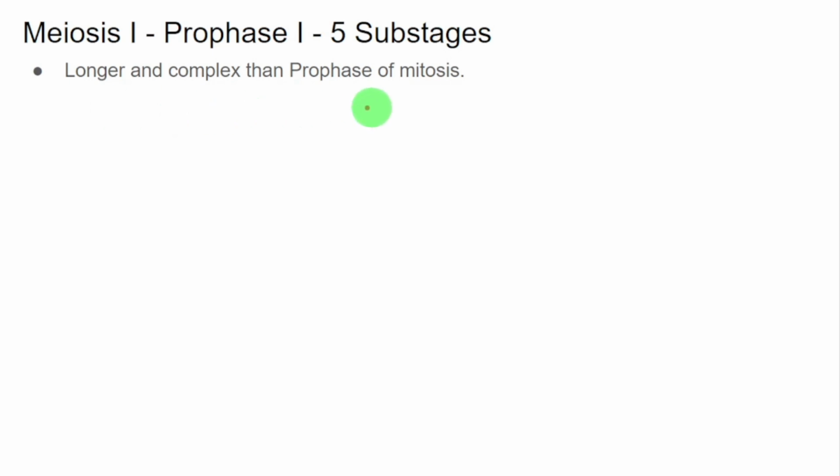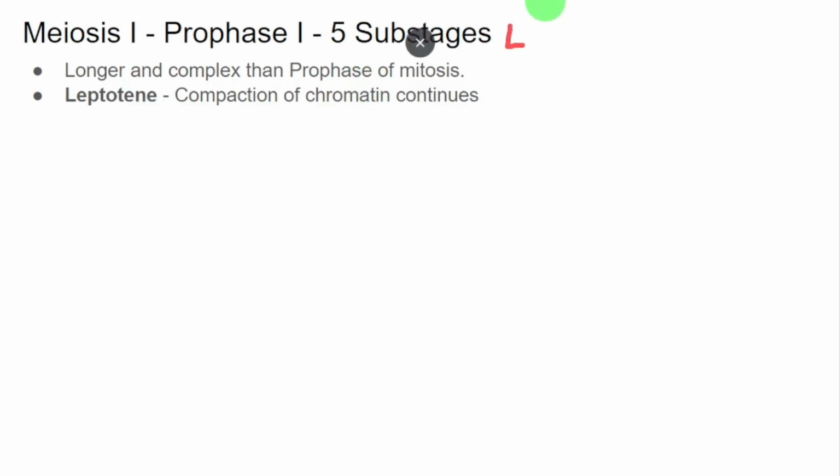Longer and complex than prophase of mitosis. What does this mean? Prophase 1 of meiosis 1 has events like recombination. This is the reason it takes longer time and hence it is complex compared to prophase of mitosis. Next one, the substages. The mnemonic which you should remember is LZPDD: Leptotene, zygotene, pachytene, diplotene and diakinesis.